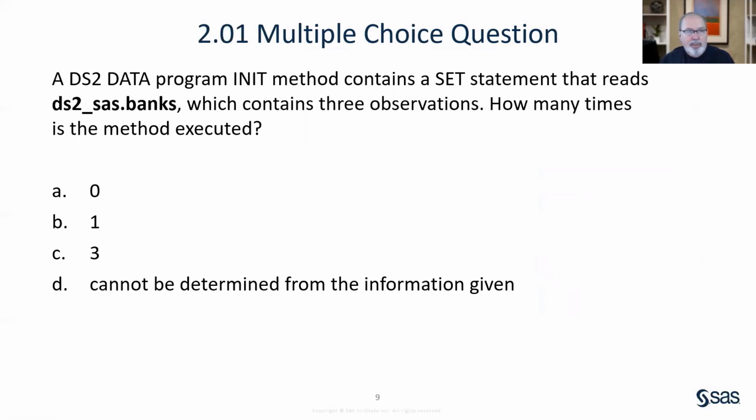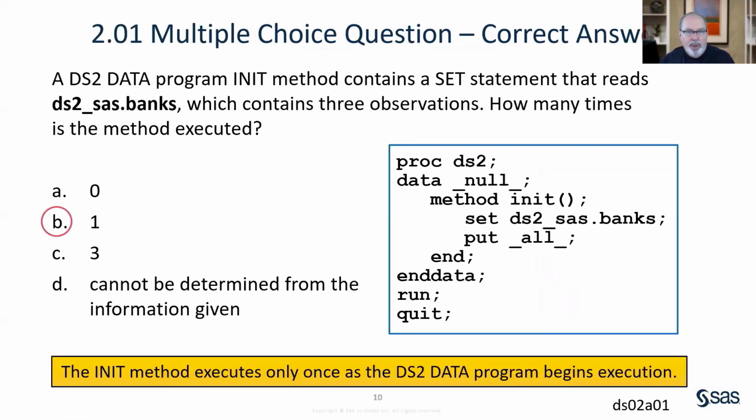Remember that this is the init method, and so the init method executes once and only once. The set statement will execute, of course, and it will read in the first observation from the banks data set. But then it will never execute again because this is init.